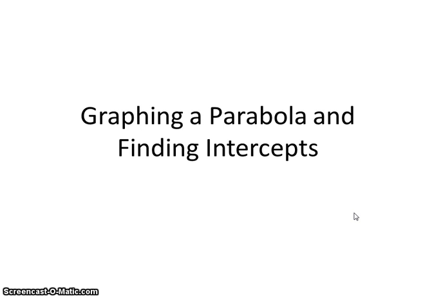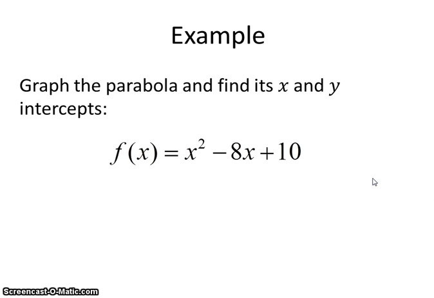Hi guys, today we're going to graph a parabola and we're going to find the vertex and the x and y intercepts to help us determine what the graph looks like. So here's our example. We're going to graph f of x equals x squared minus 8x plus 10. This equation is in the quadratic form, the ax squared plus bx plus c form, so we have to use those techniques to find our points.